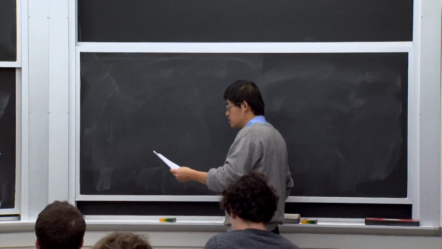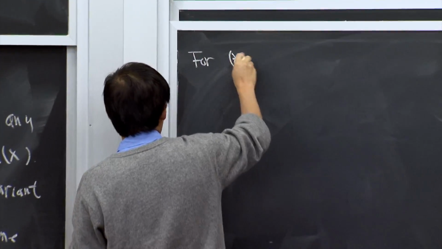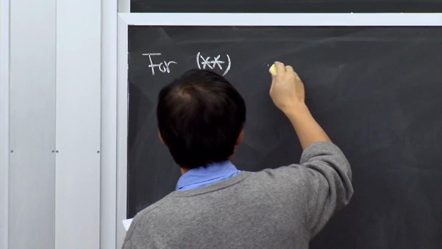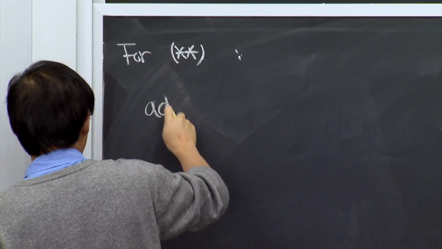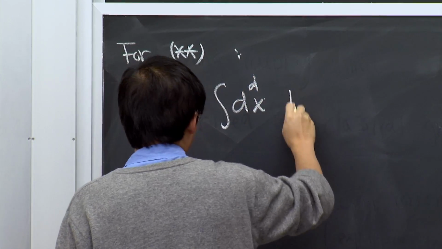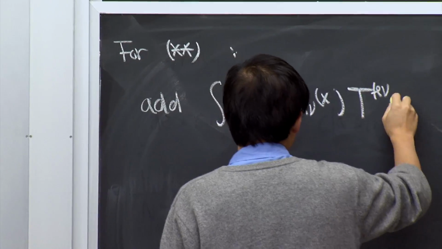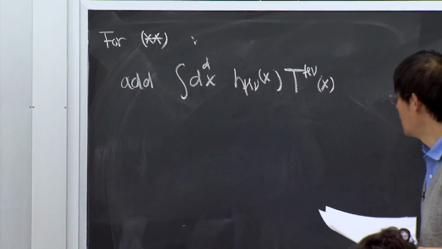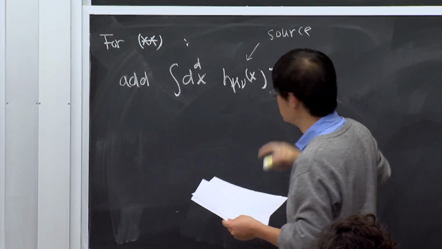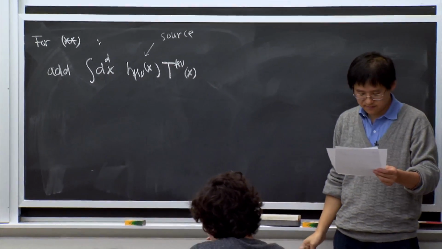So for the stress tensor, so for the star star, we can add, again, h_mu nu times T^mu nu to the boundary Lagrangian. And this is the source for the stress tensor.